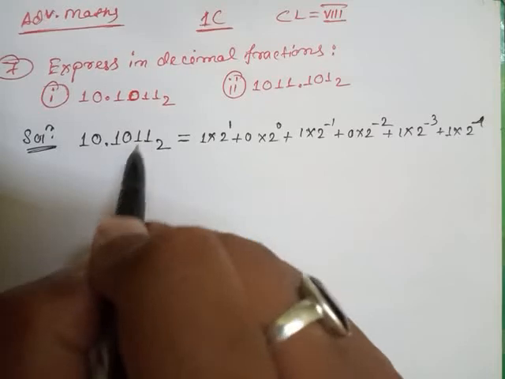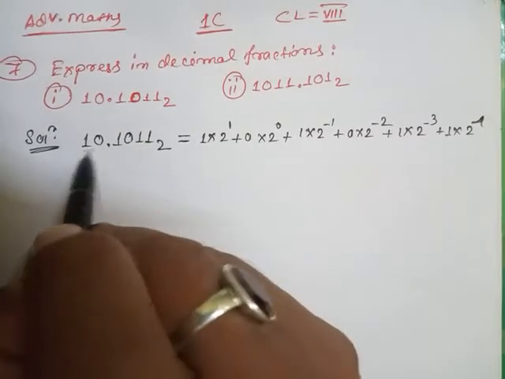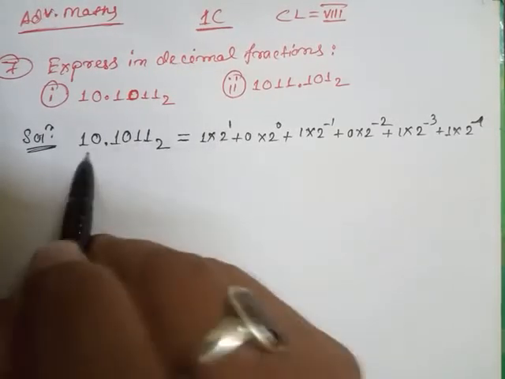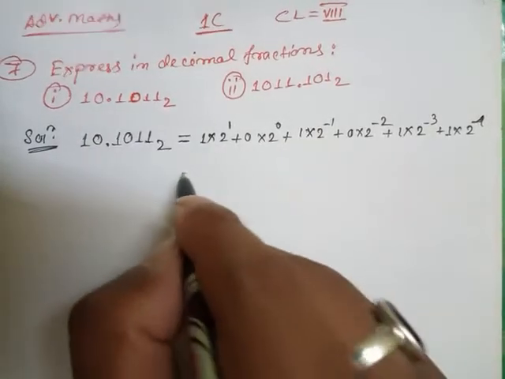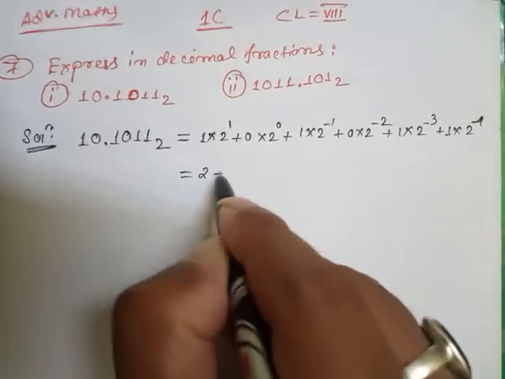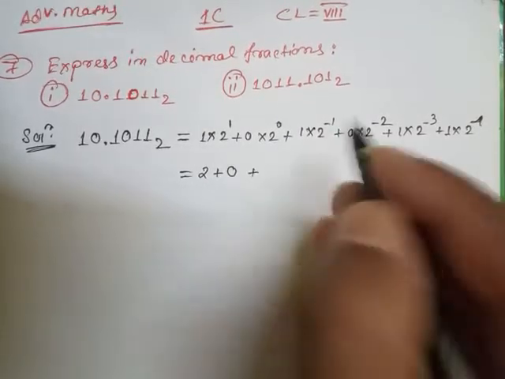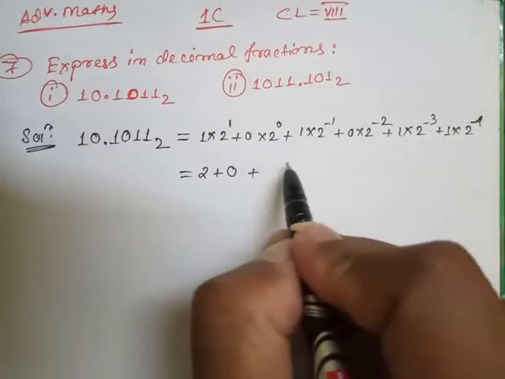But this happens only after the decimal, and here 1 into only one digit remains. That's why 2 to the power 1, 0 into 2 to the power 0. Now look here, this is 2 and this is 0. Now after that 2 to the power minus 1 means 1 by 2.